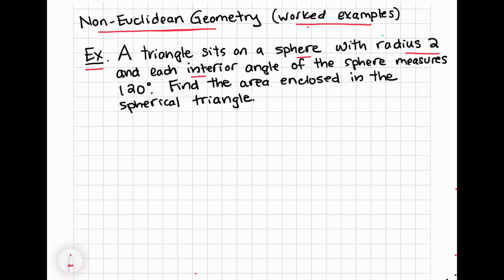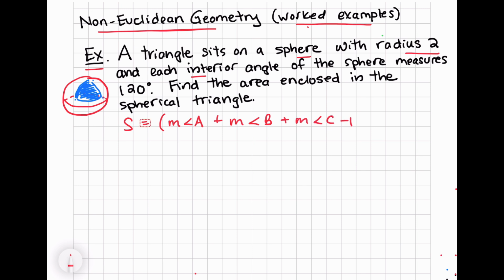So for these types of questions, imagine that you have a sphere. Then on the sphere sits a triangle, and the angles of the triangle are each 120 degrees. We just want to see how much area sits inside this spherical triangle. The area is given by the sum of the angles A, B, and C of the spherical triangle, and we subtract 180 degrees, multiply by pi over 180 degrees, and then we multiply by r squared.